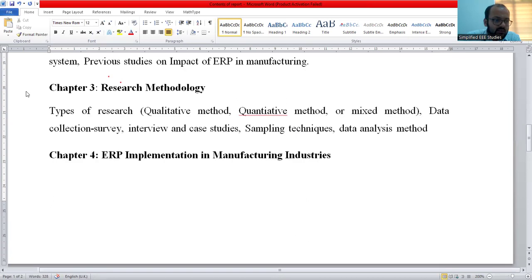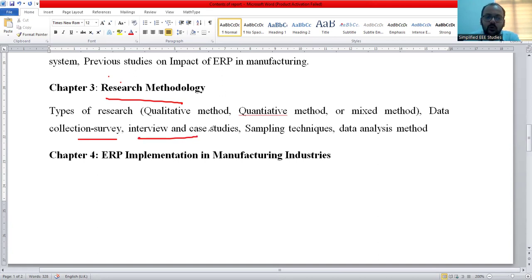In chapter 3, you have to mention the research methodology very clearly. Are you using primary data or secondary data? That should be very clear. The second question is whether you are doing qualitative analysis, quantitative analysis, or a mixed method. Then you have to highlight the data collection methods.